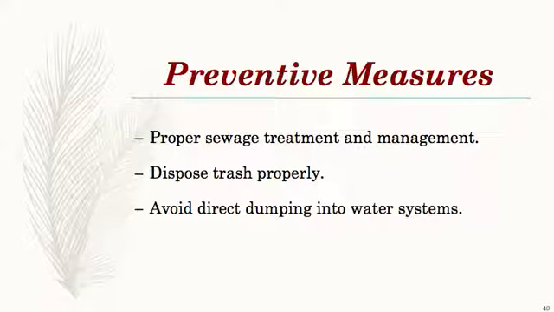Dispose of trash properly. When trash is not disposed of properly, some of the non-degradable products such as diapers and sanitary towels may end up disrupting the process of sewage treatment. We should always avoid direct dumping into water systems. We should desist from disposing of rubbish or any other waste product into lakes, rivers, streams or oceans. With this, the topic of water pollution has come to an end.